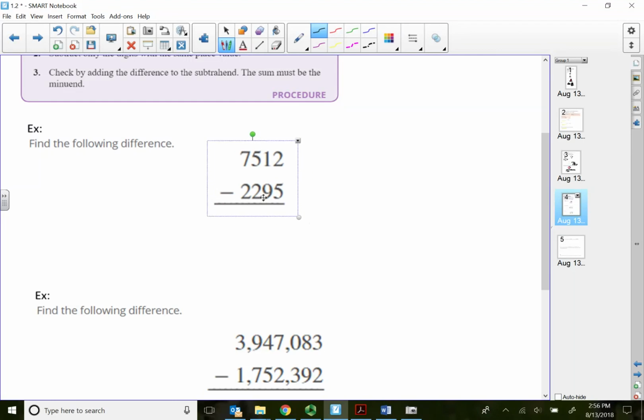Let me make this a little bit bigger. All right, so 7,512 subtract 2,295. So if I subtract by the column, 2 is not enough to subtract 5, so we have to borrow from the 1. So traditionally, we cross out the 1, so the 1 becomes 0. And when the 2 borrows, it borrows 10. And then we take that 10 plus a 2. So we put a 12 up here, and that's fine. So we say 12 minus 5 is 7.